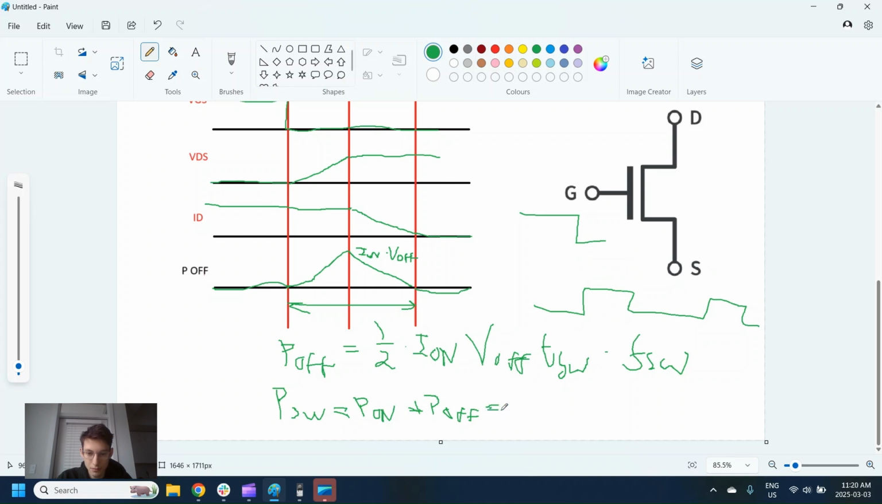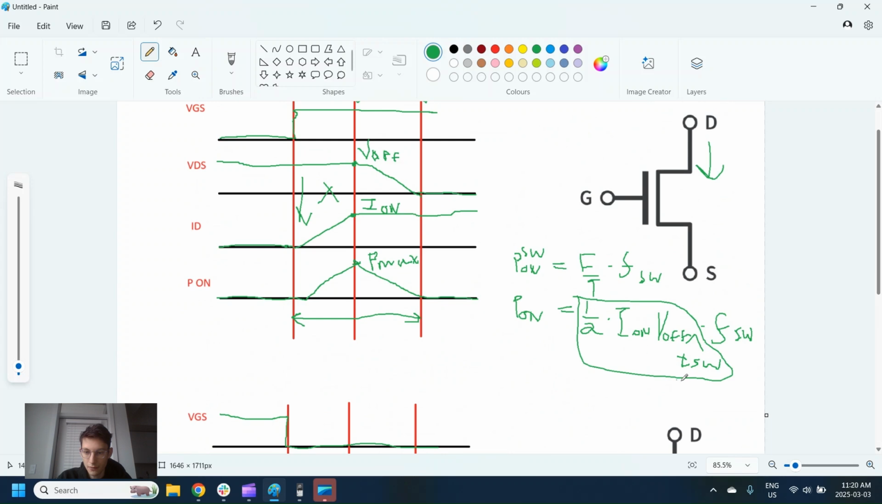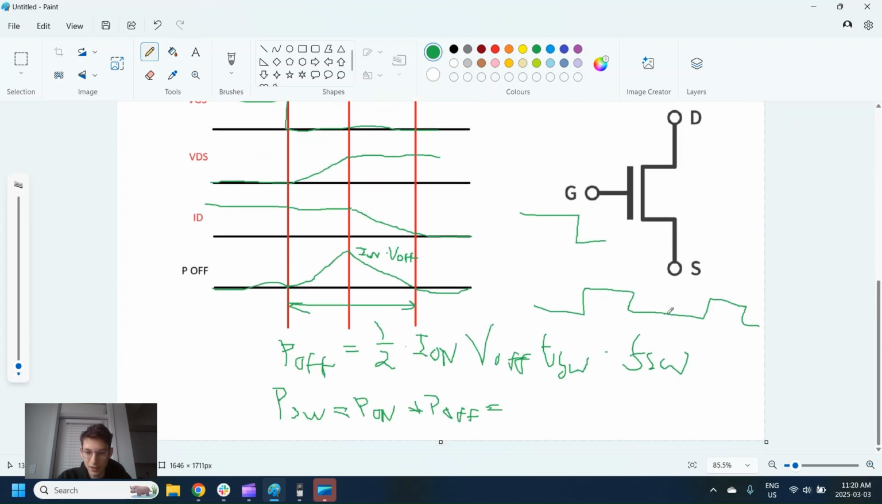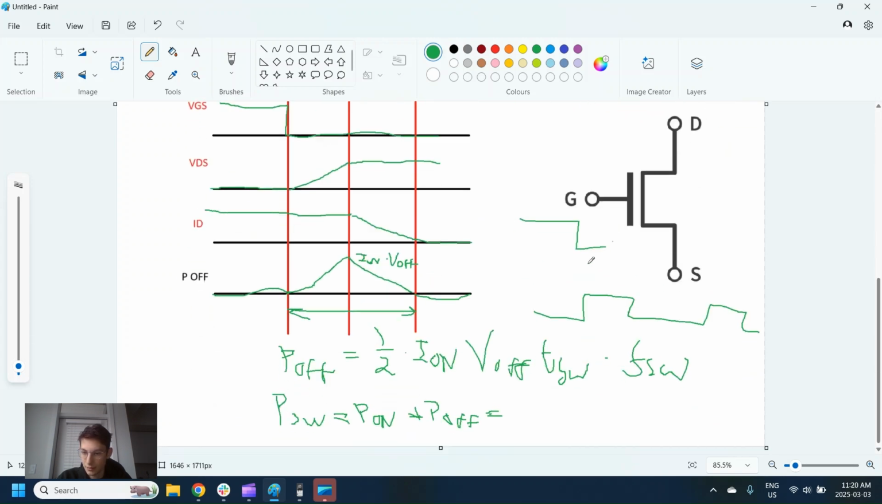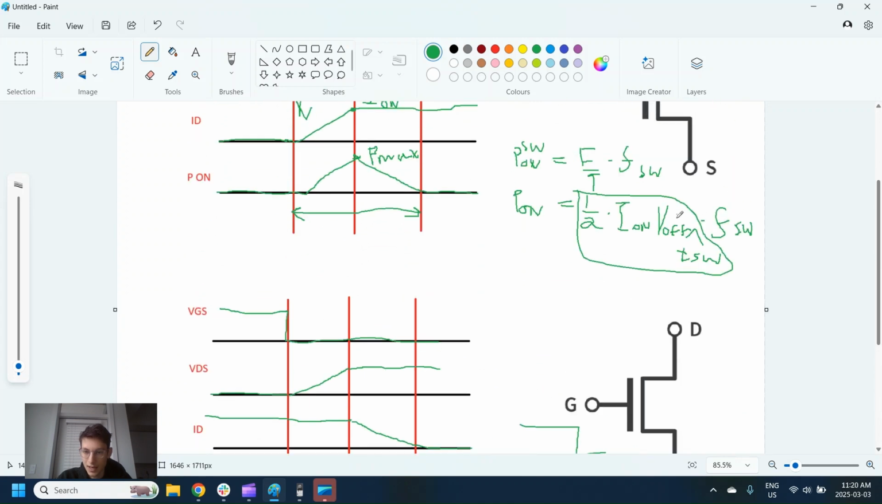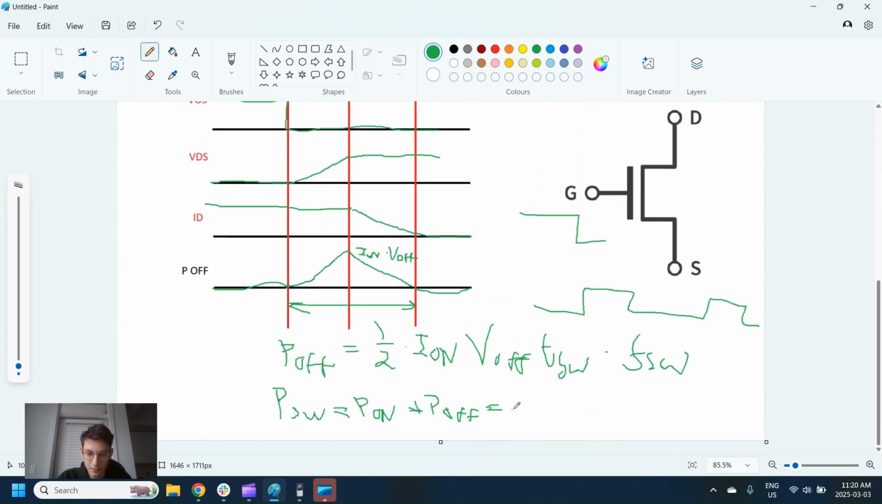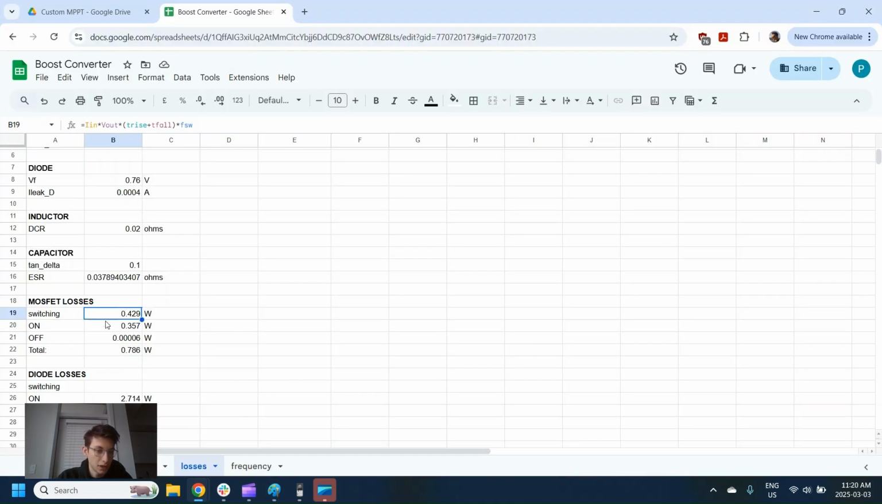So this is going to end up being, and we can see it's 1/2 times this plus 1/2 times this. They end up being the same thing. So multiply them by 2, and we get I on times V off times T switching times the frequency. So just I on, V off, T switching, times the frequency that you're switching it at. Brings us all the way to here. I on times V out.